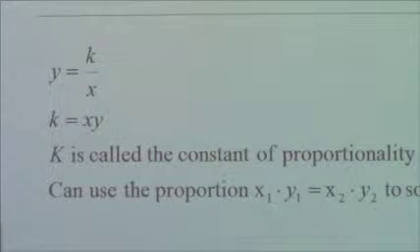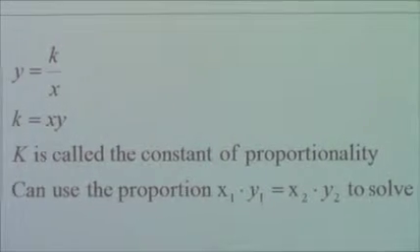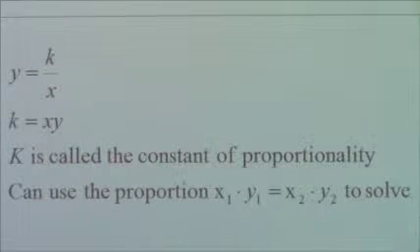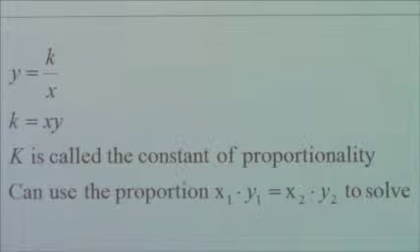For inverse variation, the relationship is written as Y is equal to K over X. If I multiply both sides by X, I'm going to have K equal to XY. So the constant here is obtained by multiplying X and Y. When you multiply X by Y, you're going to have the same thing for each. So we can use this statement to solve it.